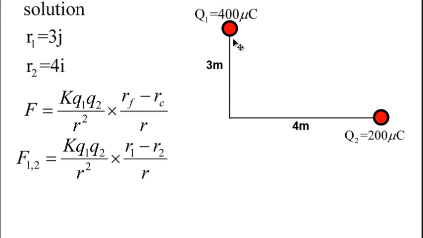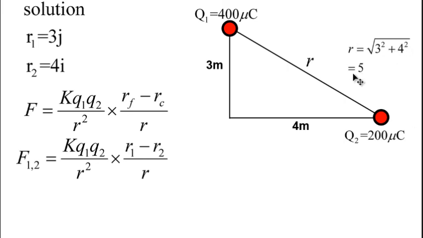Now, how do we find the distance between these two charges? We actually need to use Pythagoras theorem. So the square root of 3 squared plus 4 squared will give us 5. So R equals 5. So let's put in the values.